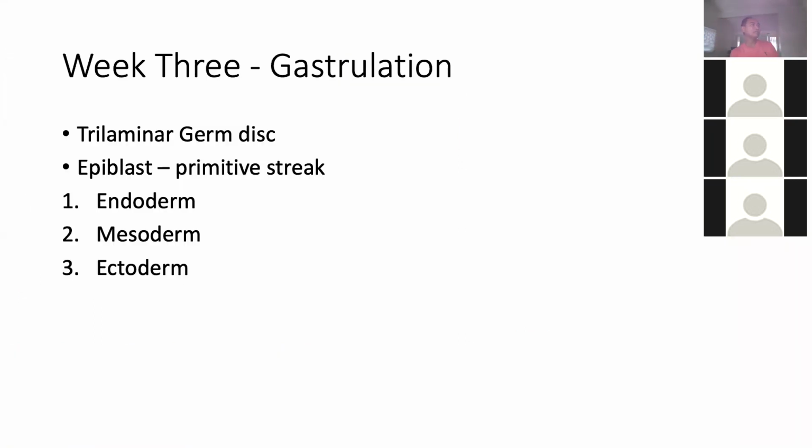Amazing. So week 3, the formation of the 2-layer germ disc, which we see as epiblast and hypoblast. And from week 2 to week 3, it will change from a 2-layer germ disc to a 3-layer germ disc. This is a process, isn't it? It has to change from 2-layer to 3-layer, from epiblast and hypoblast to ectoderm, mesoderm, and endoderm. So it is a gradual process.